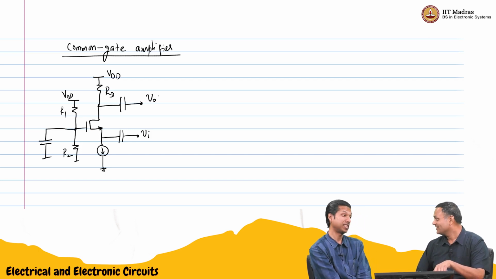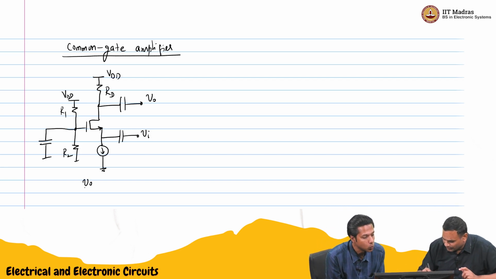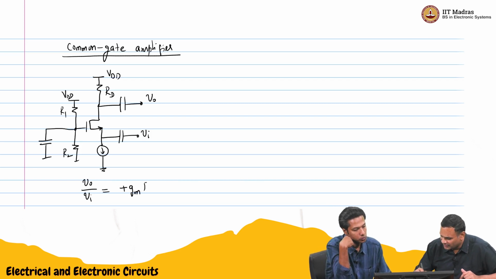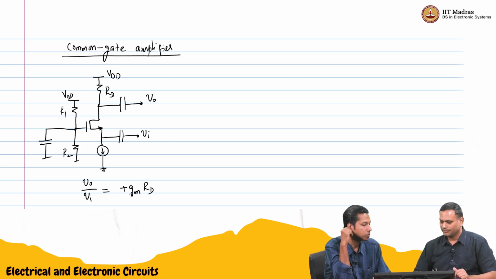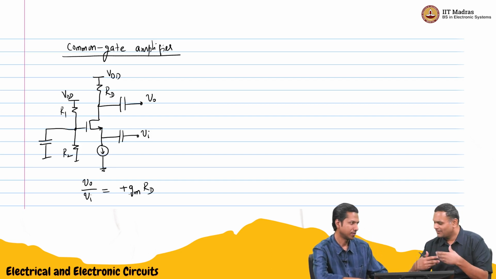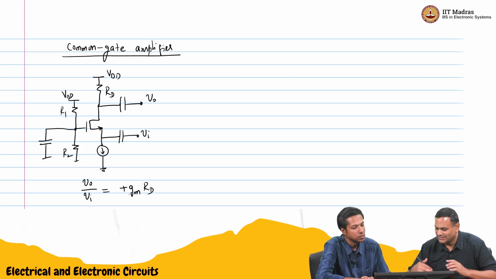And we saw that the gain of the common base amplifier was positive, not negative, gm RC. Here we also expect that Vo by Vi will be plus gm of the MOSFET times RD. This is what we should expect, and it will come out that way. It's almost the same, so we'll let the students understand more on their own.